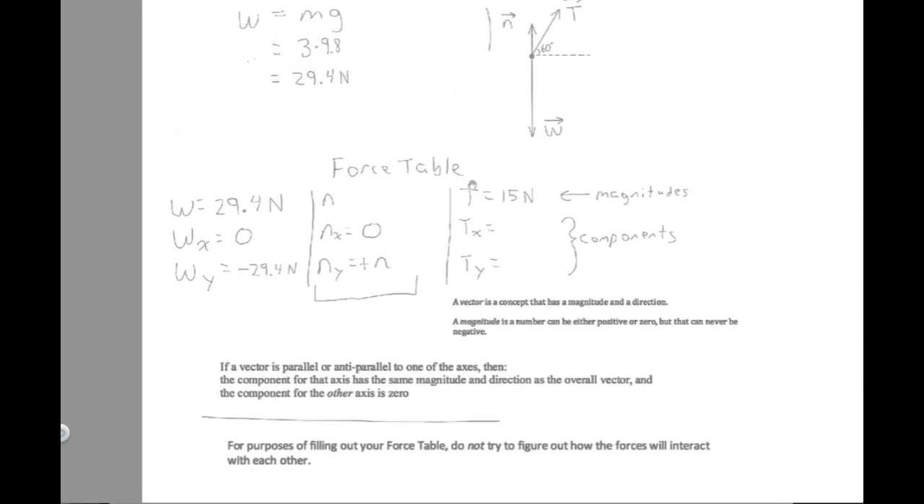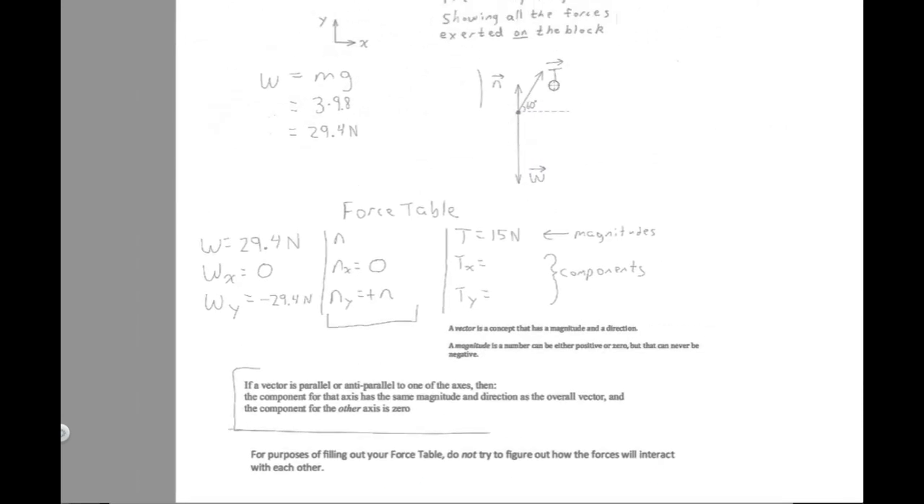Now we need to break this tension force into components, and I hope you can see that we will not use this method, because the tension is neither parallel nor anti-parallel to either of the axes. Our tension force is at an angle to both of the axes. So this method is not appropriate. What's the correct way to break the tension into components then? Well, in this case, we have to draw a right triangle in order to break this tension force into components.